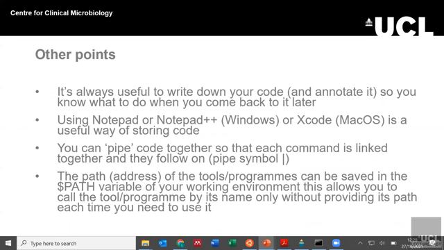And a few other points I have found, and I suspect everybody else finds: it's really, really useful to write down your code and annotate it so you know exactly what it is and that you can come back to it later. I use Notepad. Some people use Notepad++, which I think color codes the code, or Xcode if you use Mac OS. And it's a really useful way of coming back to it. So I have a folder full of Notepad files that explain exactly what it is.